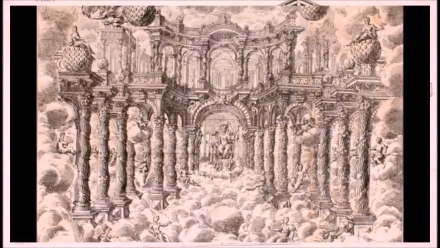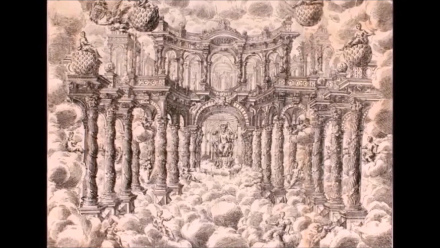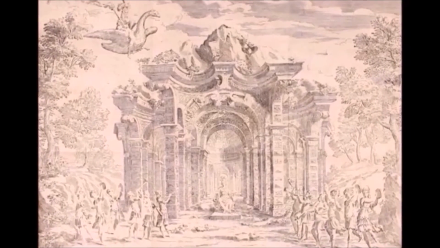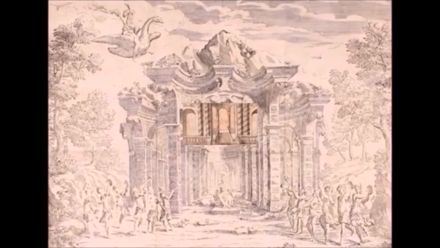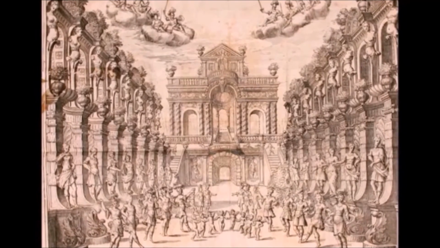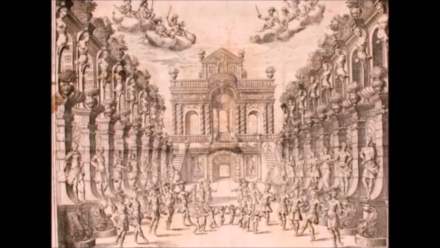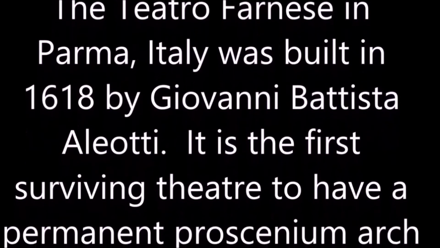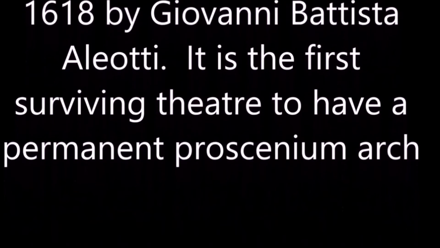The painted wings and backdrops of the Renaissance theater on the continent of Europe made use of the newly found perspective to create wondrous, realistic sets for plays and operas. The only thing missing to complete the illusion was a picture frame. While this was first done with curtains hung to hide the tops of wing flats and backdrops, a more permanent solution was found with the Teatro Farnese in Parma, Italy, which was built in 1618 by Giovanni Battista Aleotti, the first surviving theater to have a permanent proscenium arch.